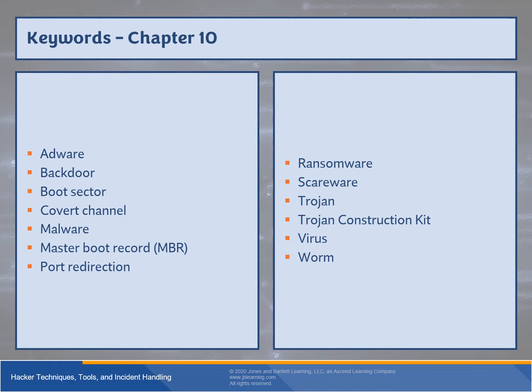So here we have our keywords for Chapter 10: adware, backdoor, boot sector, covert channel malware, MBR, or master boot record, port redirection, ransomware, scareware, Trojan construction kit, virus, and worm.